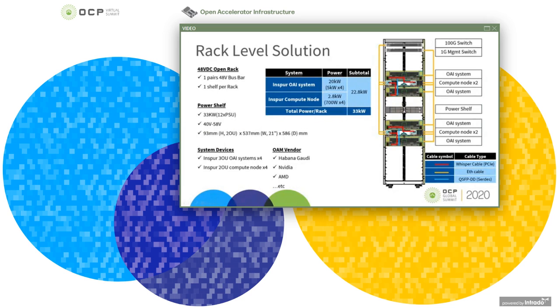With the qubit chassis, now we can put everything into a rack. At the end of the INSPIR OAI Reference System introduction, I'd like to propose our rack level solution. It's not an optimized one, but it could be a reference. We have a 100 GB TOR switch and a 1 GB management switch here, with 4 hosts and 4 OAI systems, and a 33 kW power shelf.